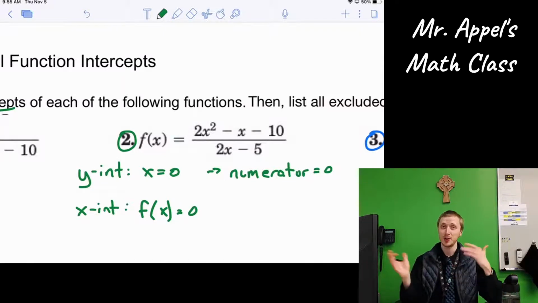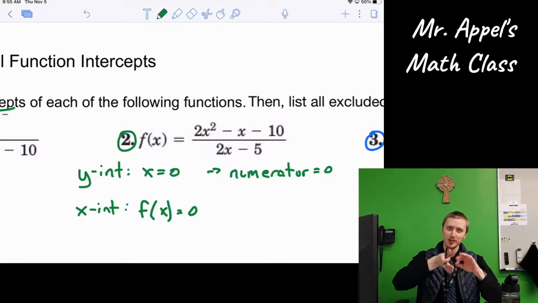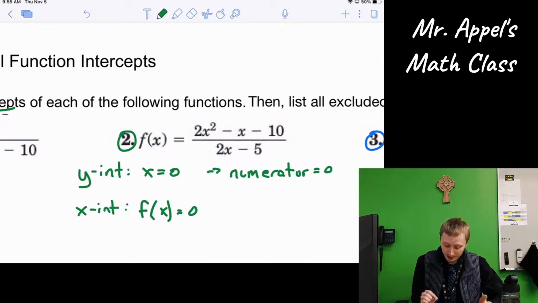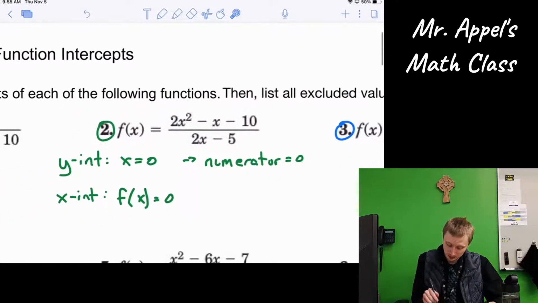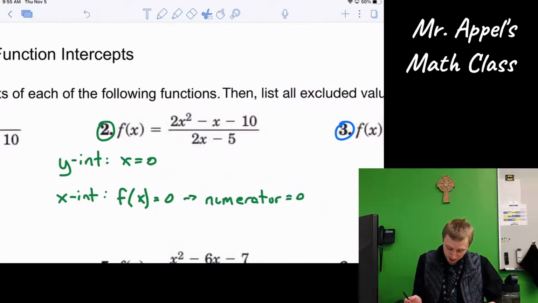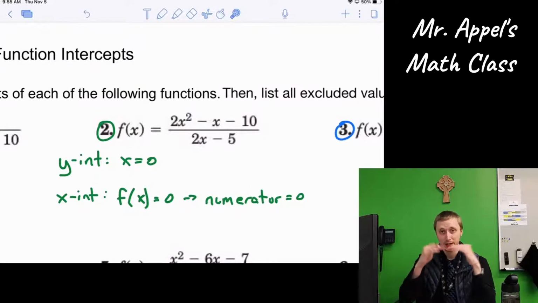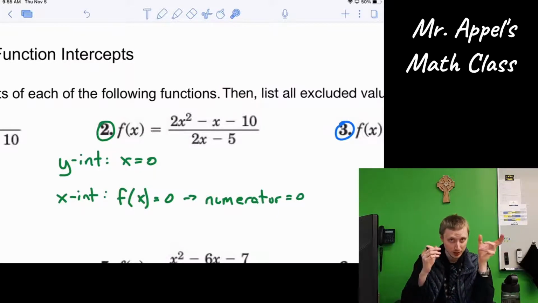Sorry. The y-intercept, when x is equal to 0, where on the y-axis does the function cross? And we only care about the numerator there, right? Plug in 0 for x up top. What are you going to get? The denominator is going to come in with the excluded values. Right? So we'll come back to that in a moment. But for today, we're mostly focused on the numerator. Where does the numerator equal 0? Because that will cause the whole function to equal 0.